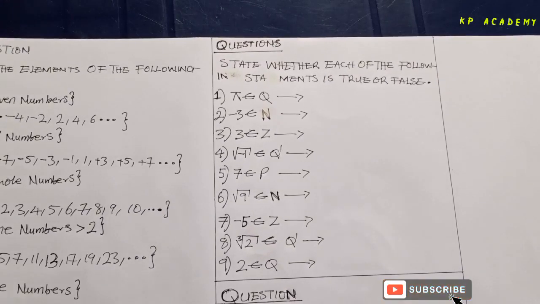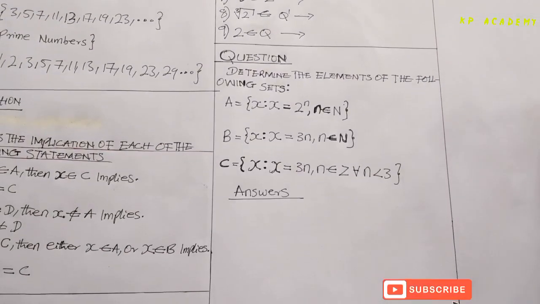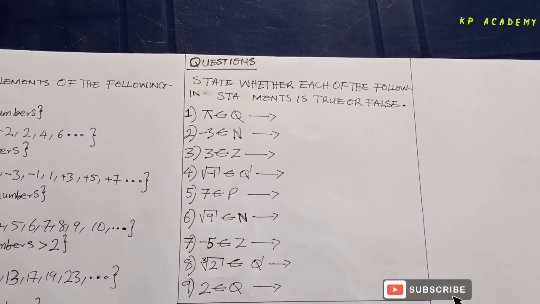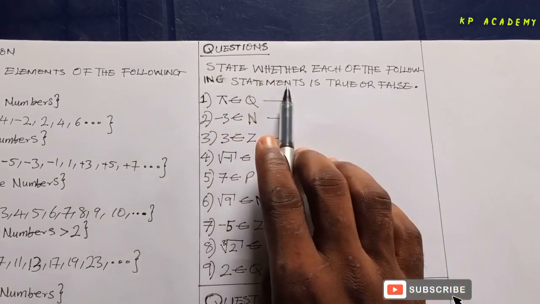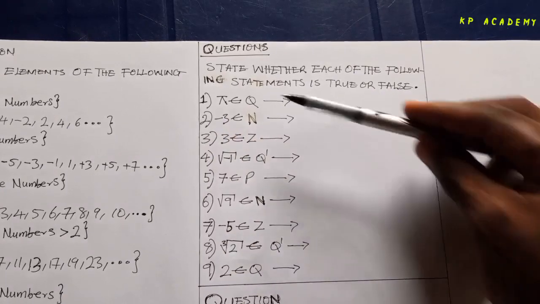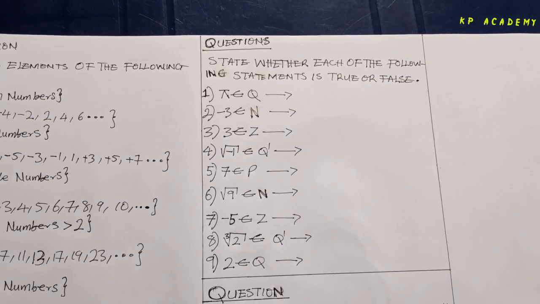In this video tutorial, we're going to be looking at these practice problems I have here. This one and this particular one, all right? So let us start with this one. Now, in this question, it says, state whether each of the following statements is true or false. The following statements are actually this statement, all right? So we are asked to state whether it is true or false.